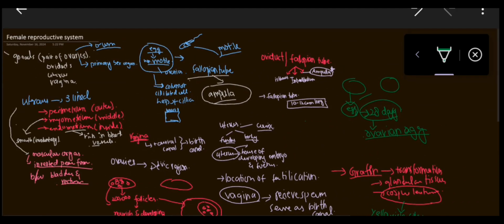So these were some of the basics of female reproductive system. In the next lecture, we're gonna discuss about oogenesis, the formation of egg.